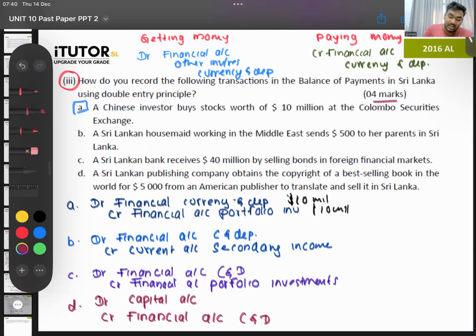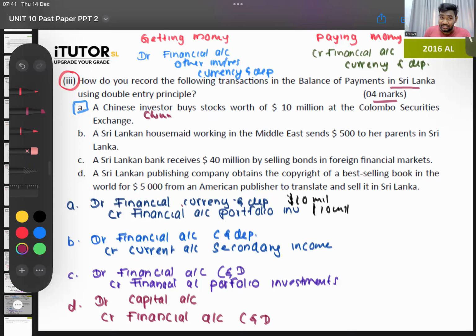Now, for example, how do you record these transactions in the balance of payments in Sri Lanka? I don't think they will change. But what if they ask how you will record this transaction in the balance of payments of, let's say, China? In China's BOP, it will be different. A Chinese investor buying stock means for him the transaction is a little different. For us, we are getting money, debit financial account. The Chinese guy in China's BOP is paying money. So in their perspective, it's that. I don't think they will go to that extent, but still be careful.